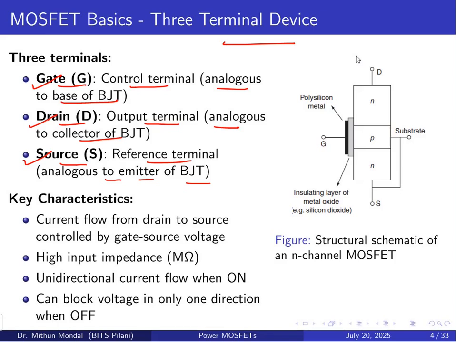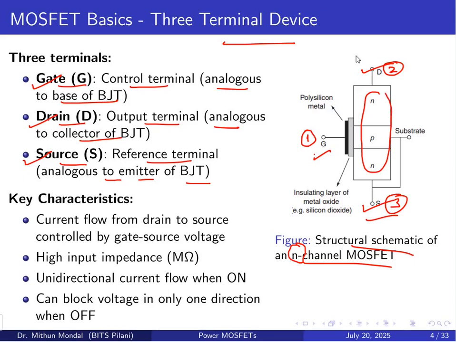So this is the figure which shows the structural schematic of an N-channel MOSFET. There are two types of MOSFET we will be discussing. One is N-channel and another one is P-channel. Here we can see the terminals. Terminal number 1 is the gate, terminal number 2 is the drain and terminal number 3 is the source. So the MOSFET is a three-terminal device. This is an N-channel MOSFET, represented in the form of NPN.